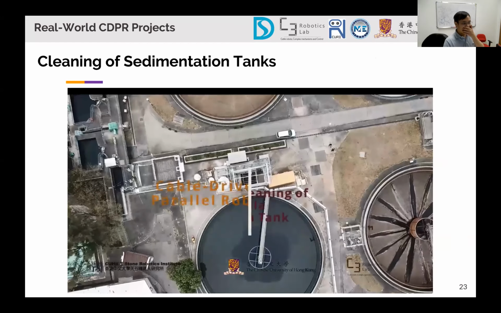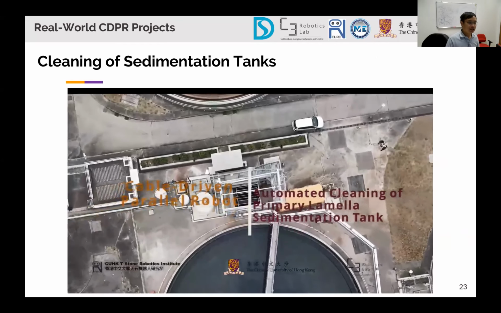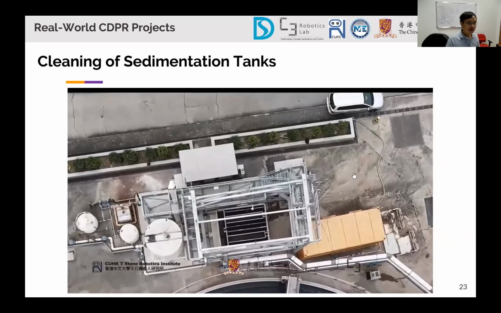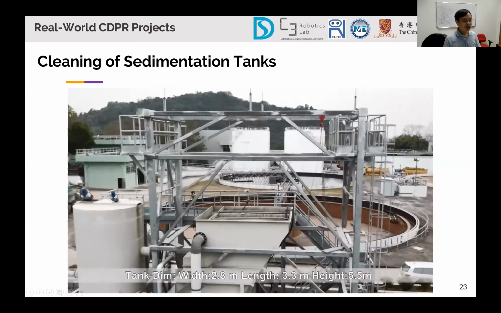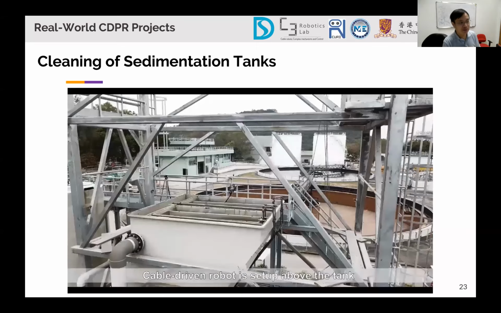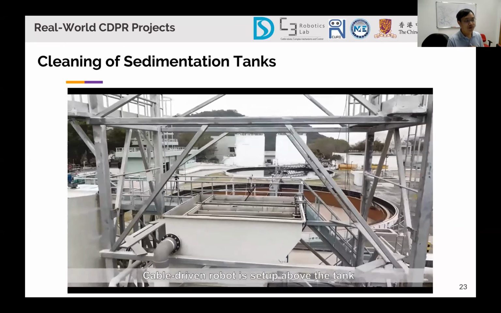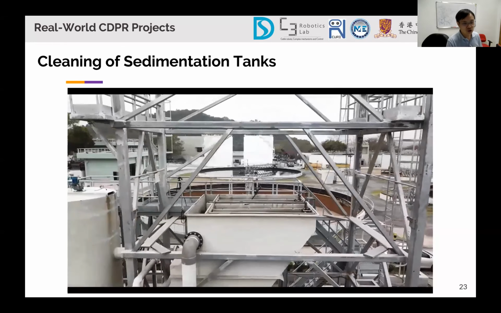So another one is the cleaning of a sedimentation tank. This is a robot that we developed, supported by the government, and they want to use this to clean the sewage tanks, which is extremely unwelcoming for human cleaning, obviously, because it's all sewage water.